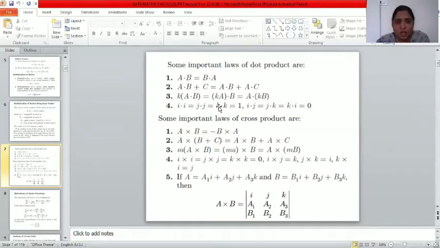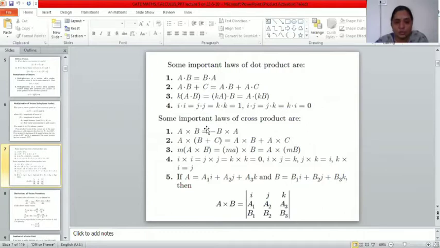Next, the dot product of same vectors is 1. I bar dot I bar, J bar dot J bar, K bar dot K bar, they are 1. And the dot product of different vectors is 0. So I bar dot J bar, J K, K I, this is 0.